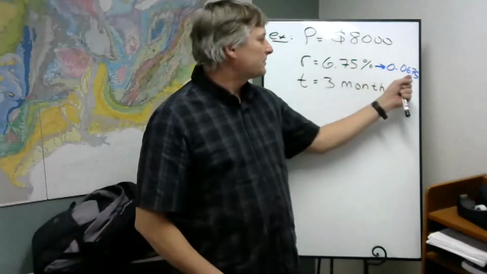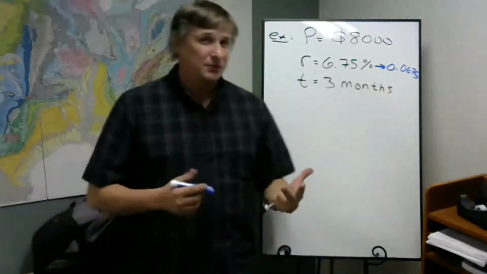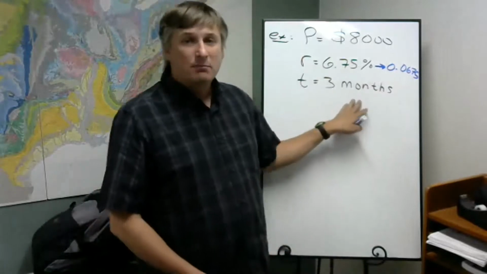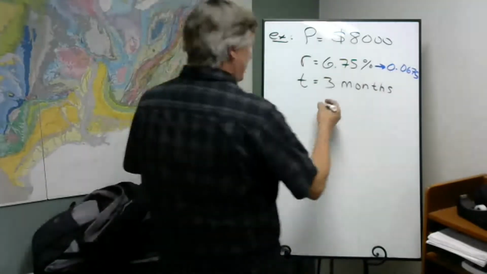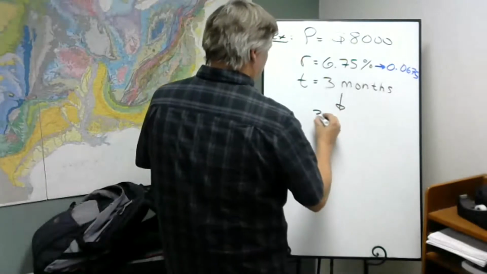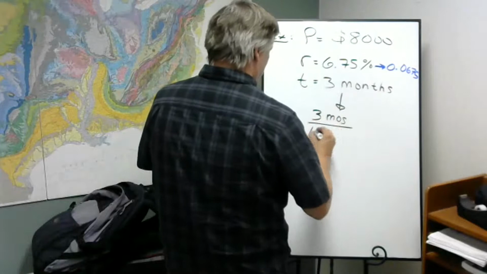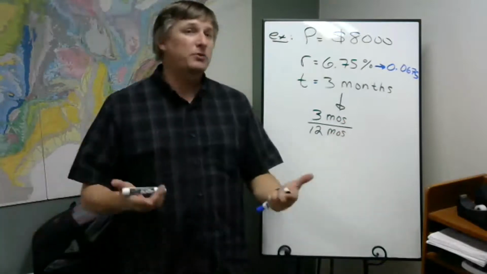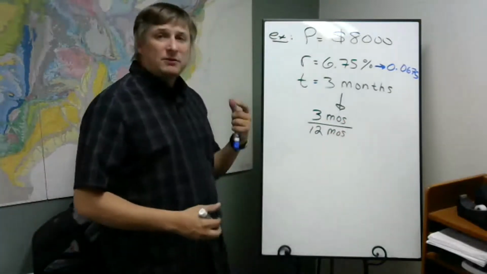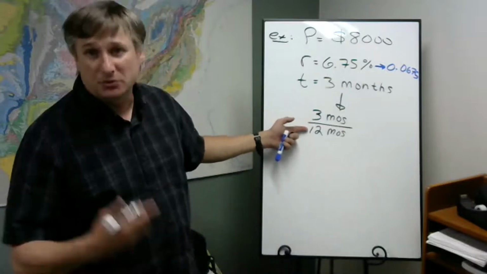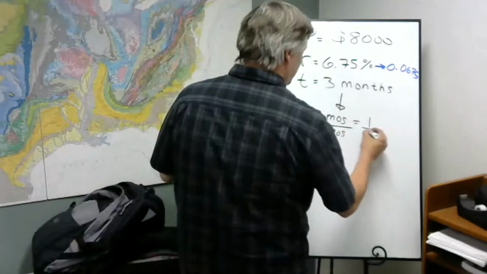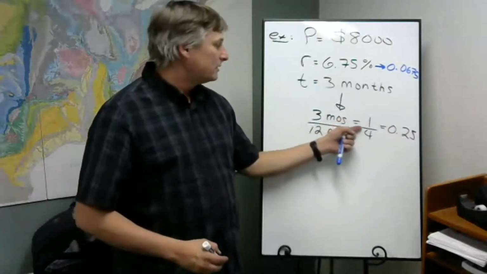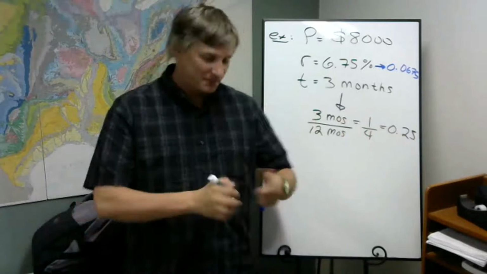So 0.0675. Now the time here is in months. Since this is an annual interest rate, we can only deal with time in years. So we've got to convert months to years. The way we do that is we have 3 months over 12 months. What fraction of a year is 3 months? Well, it's actually a quarter of a year, or 0.25. If we think of it as a fraction, 3 months out of 1 year, which is 12 months, we can reduce this to 1/4. And as a decimal, you can take 1 divided by 4, you get 0.25.